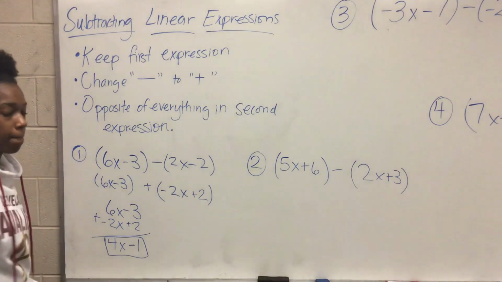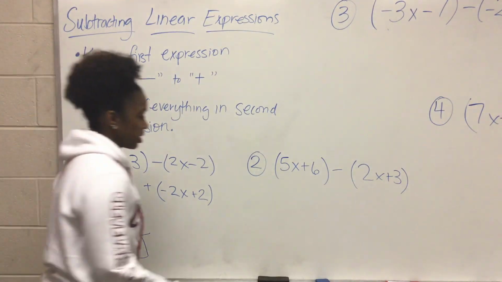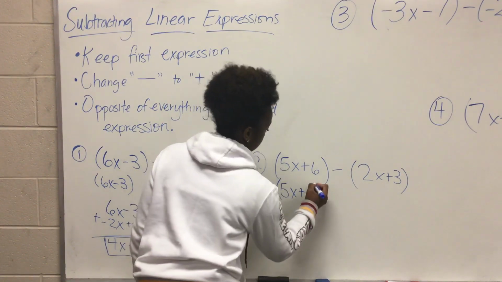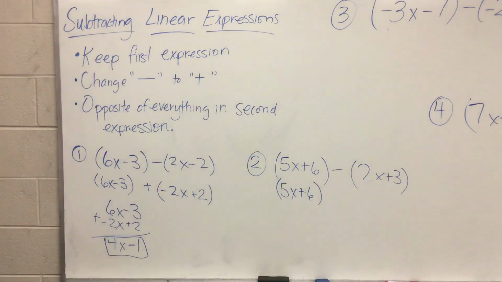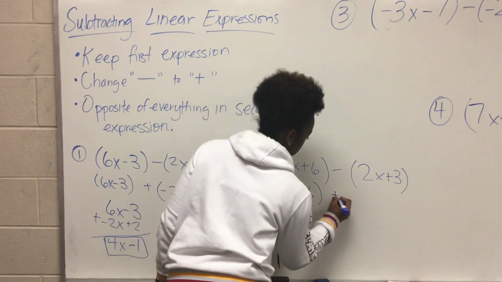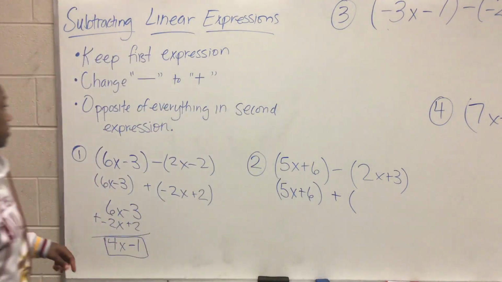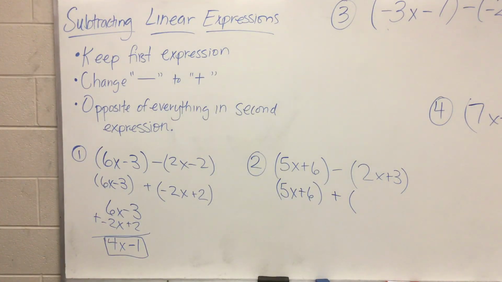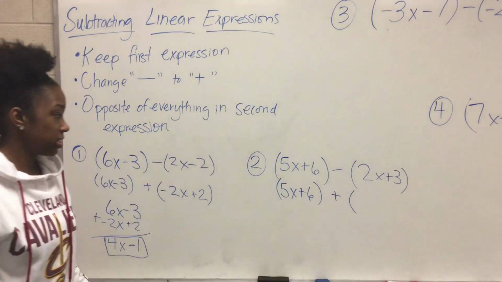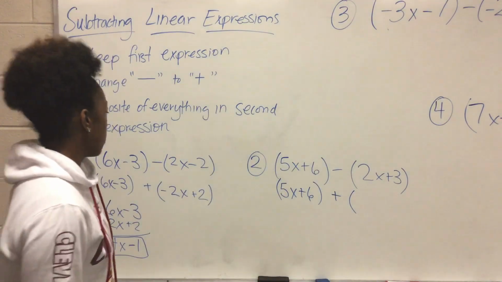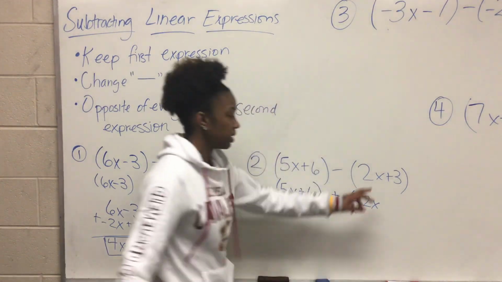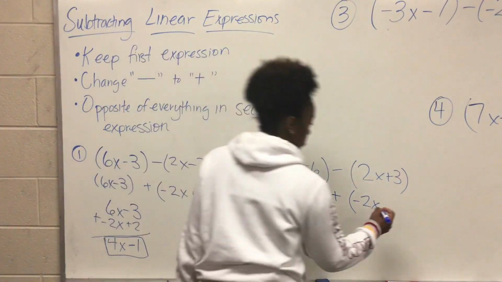What's the first step? Keep the first expression, okay? 5x plus 6. The second step, change the minus sign to a plus sign. And then lastly, we have to do what? Opposite. Don't just say the opposite. Tell me the opposite of everything in the second expression. So if 2x is positive, we want to make it negative. And then that's plus 3. So we want to do minus 3.